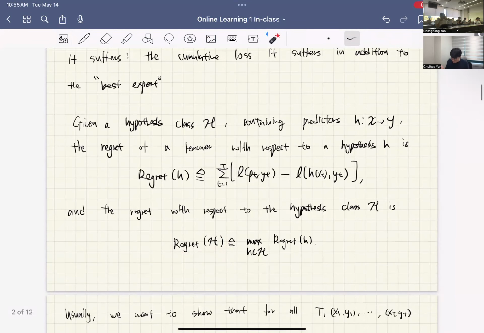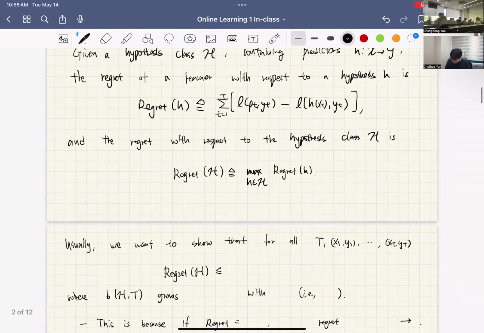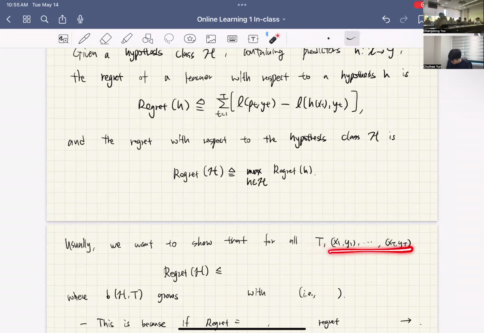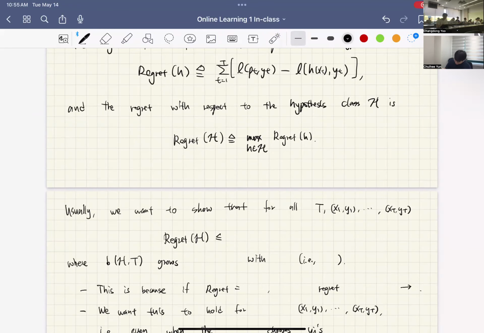So the best thing is that the regret is small, right? Usually what we want is to show that for all incoming pairs of X and Y, the regret with respect to the entire hypothesis class is upper bounded by something, which can be roughly written as B of H and T. And this upper bound ideally should grow sublinearly. What I mean by sublinearly is that it grows slower than a linear rate. The growth of this bound is slower than T, which in big O, small o notation, we can write as little o of T.